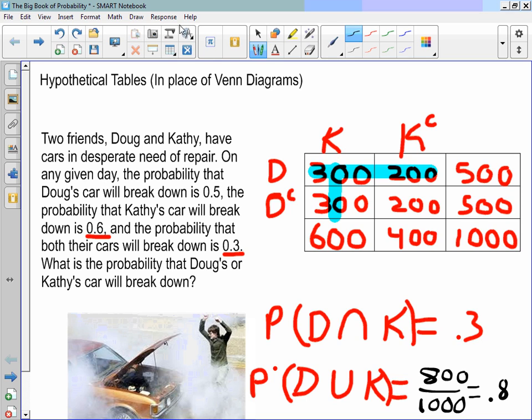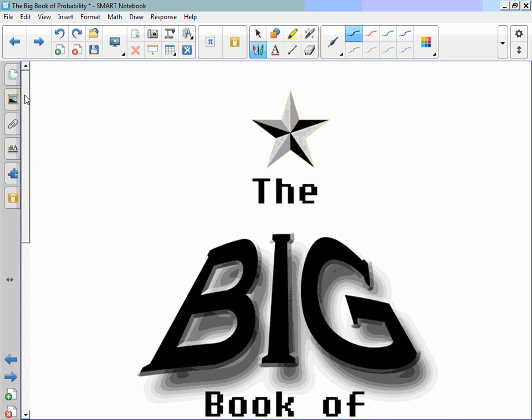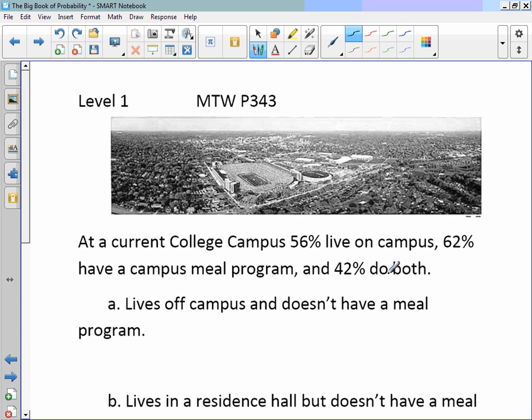Woo! All right, here we go. First one. The current college campus, 56% live on campus, 62% have a campus meal program, and 42% do both.